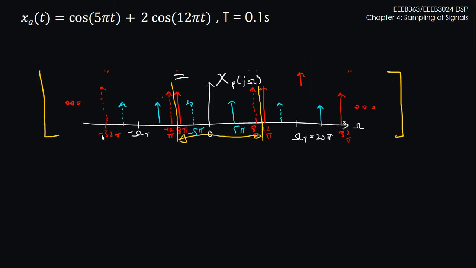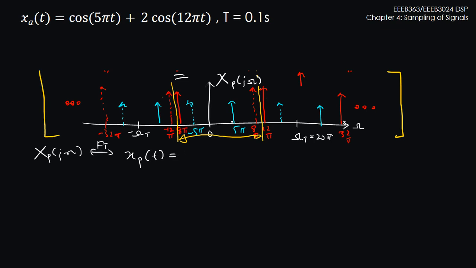So I'll take the graph that we've drawn previously, and let's say we want to convert this Xp(jω) back, by applying inverse Fourier transform, into xp(t) in the time domain. But you can see what will happen here is that only information between these two values will be converted back properly.